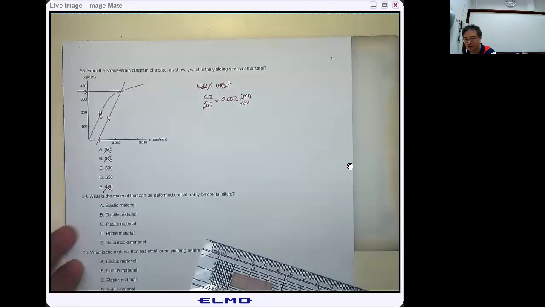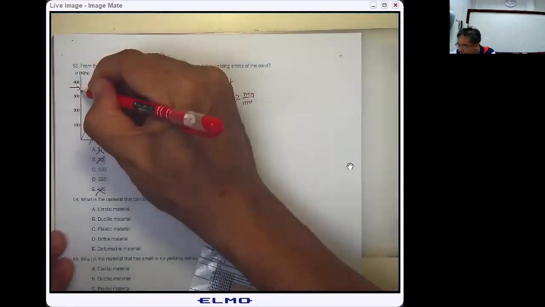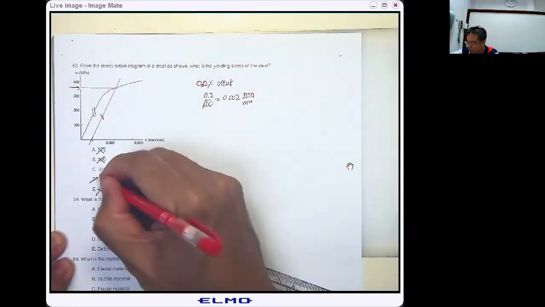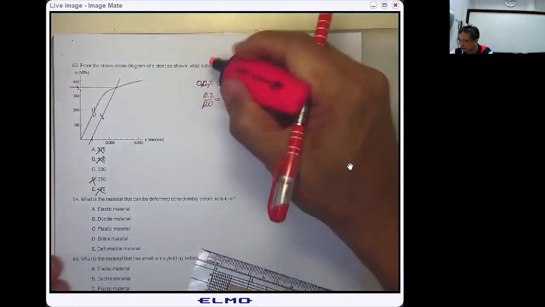So what do you think? What is it going to be? The 330 is supposed to be about this, right? So we got this for 350. Okay, so you have a chance to practice to determine the yielding stress of the material.